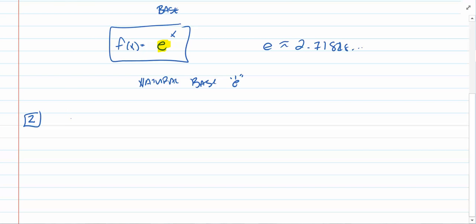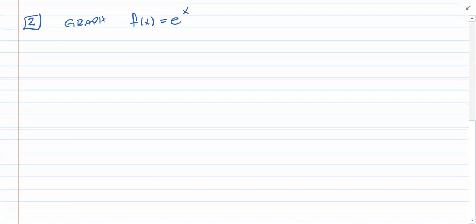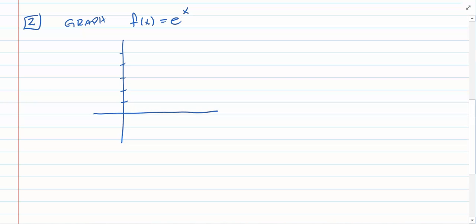So for number 2, let's take a look at the graph for the function f of x equals e to the x. Now remember, e is about 2.71, so e is really close to the whole number 3, right? So when we graph this on a coordinate plane, remember, we still have our 2 anchor points for our exponential functions. Okay, 1, 2, 3, 4. I'm going to go up to 5, and then go 1, 2, 3, 4 over here. Down 1, 2, left 1.